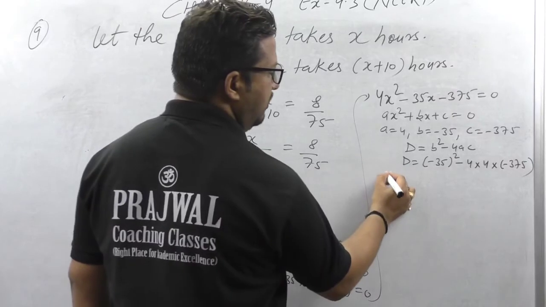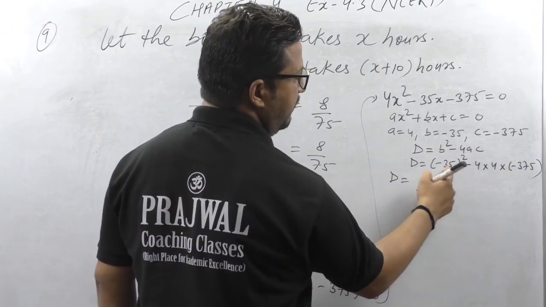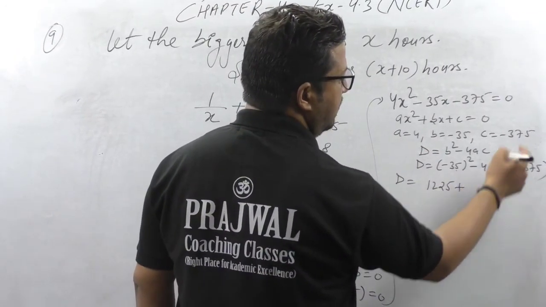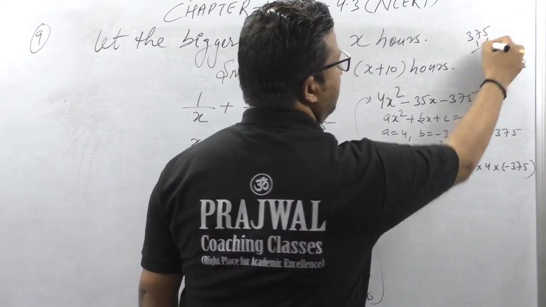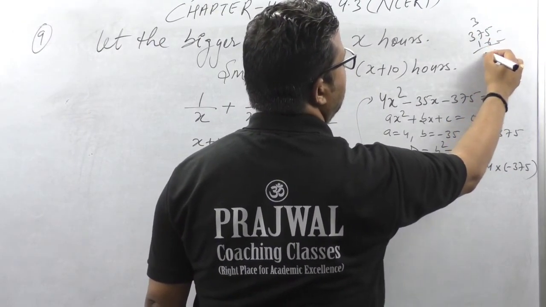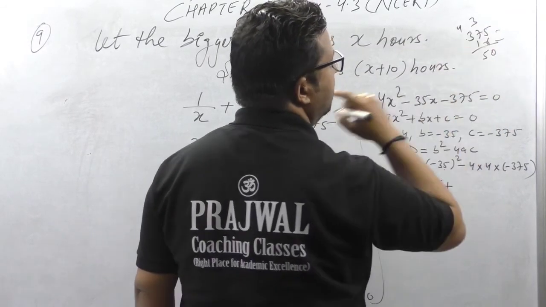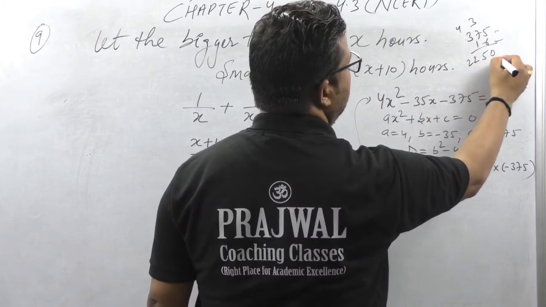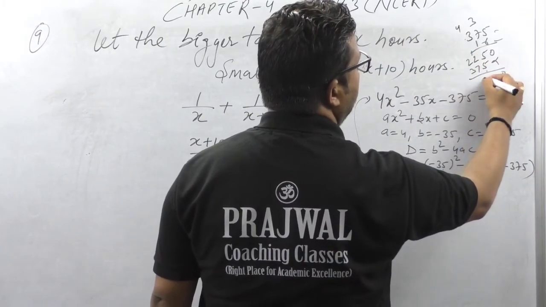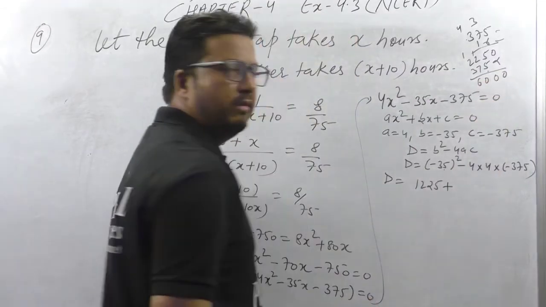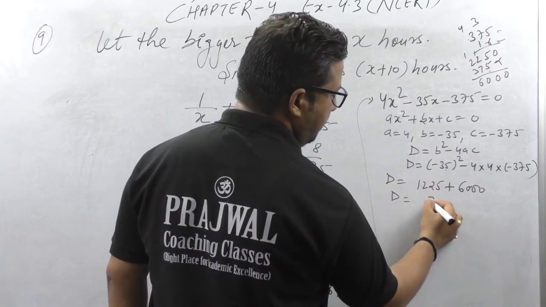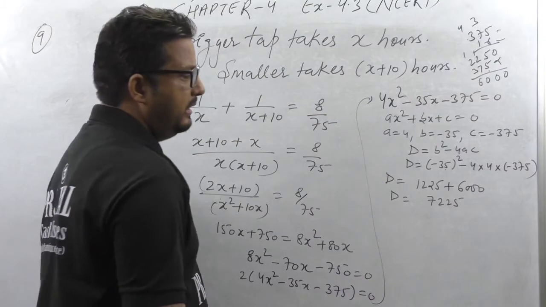Now the D value: if you take the square, 5 into 5 is 25, and it becomes 1225. This will be minus times minus, which is plus, and 16 into 375. We have to multiply 375 with 16. So 6 into 5 is how much? 30, carry 3. 6 sevens are 42 and 3 is 45, carry 4. 6 threes are 18, and 4 is 22. And it will be 5, 7, 3, so 0. 5 plus 5 is 10, carry 1. Then 3, 5, 6, it will be 6000. Now if you add, it will be 7225. Now we can apply the formula.